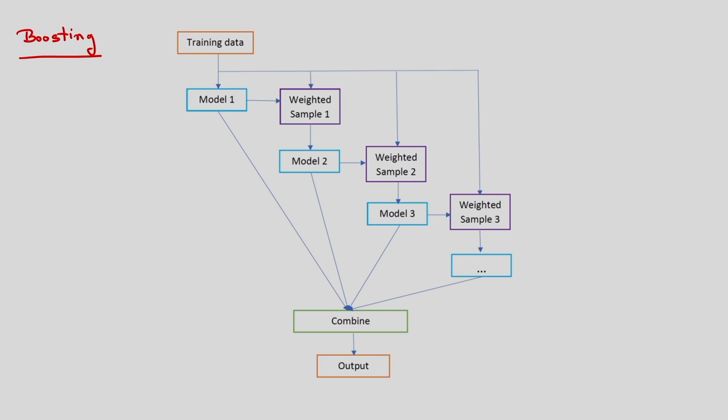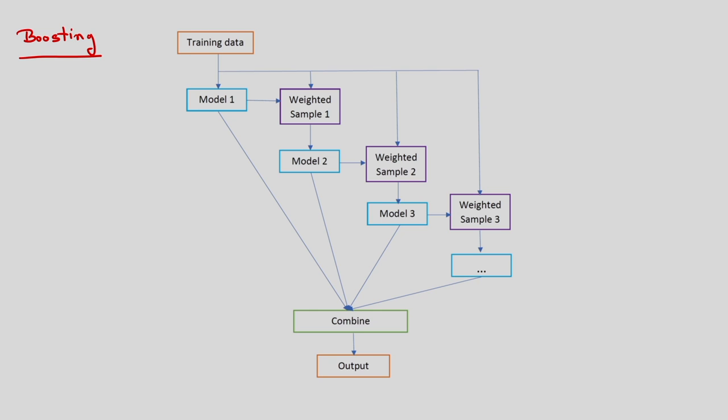Model number 2 is trained with the help of the weighted sample 1 training data set, and in this case also I cannot perfectly classify all the samples. There will be some misclassifications. So that is why I have to weight the samples. All the misclassified samples are weighted based on importance. That means I am giving the maximum importance to the misclassified samples. So I am getting the weighted sample 2. And model number 3, like the previous one, is trained with the help of the weighted sample 2 training data set.